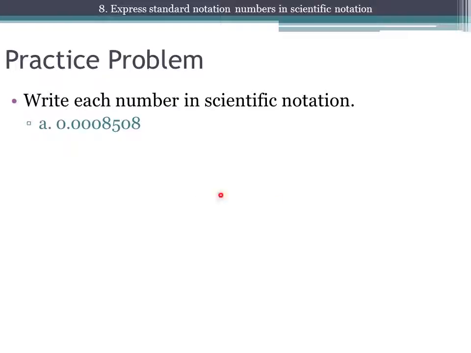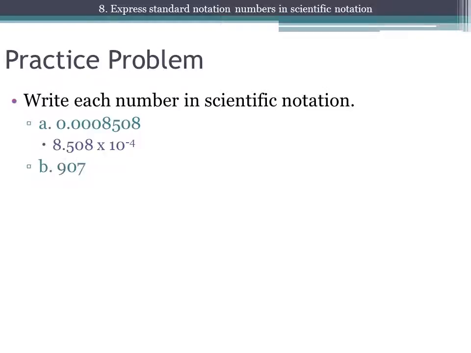0.0008508. The decimal point needs to go between the 8 and the 5, so we're going to move it to the right 4 places. So that would give us 8.508 times 10 to the negative 4th. Negative because we moved the decimal to the right, so the number got bigger, so the exponent we multiply by has to be less than 1.